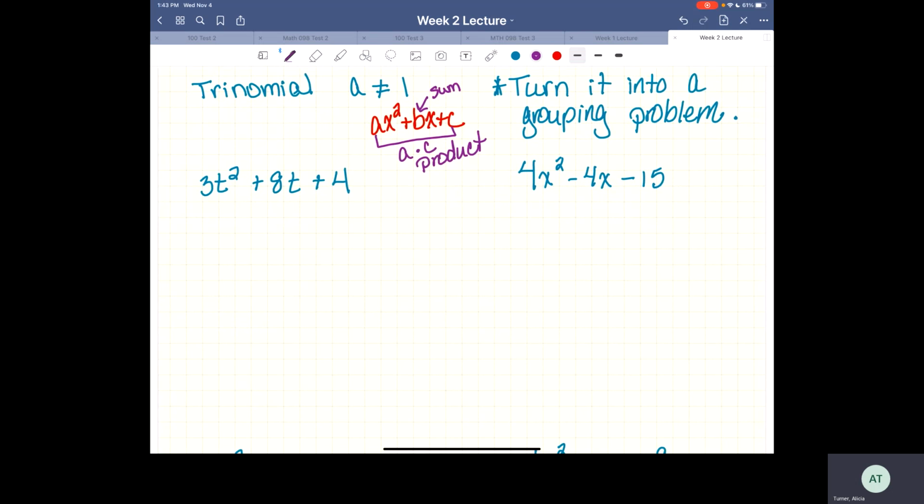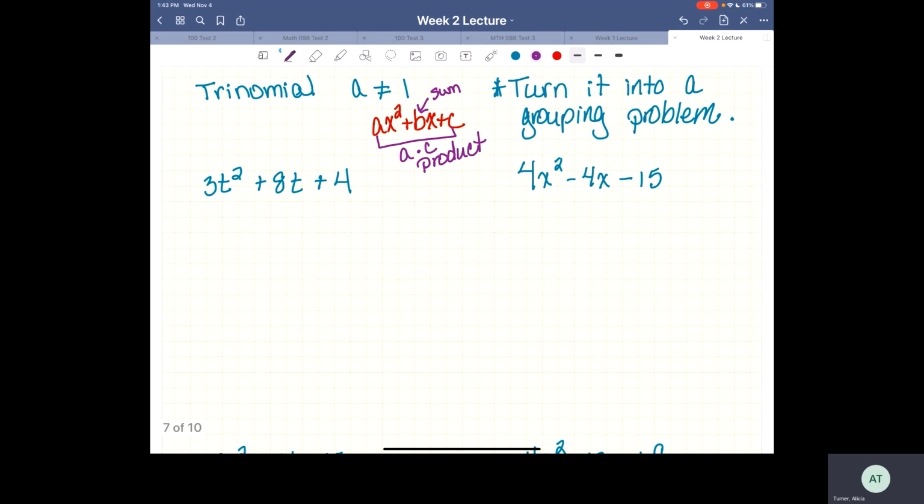Now, because our 1 isn't there, we've got a value other than 1. We have to multiply that to get our product. This is also called the AC method of factoring. So to get this, I am going to take the 3 and the 4 and multiply them together. 3 times 4 is 12. So the product that I'm going to be working with is 12.